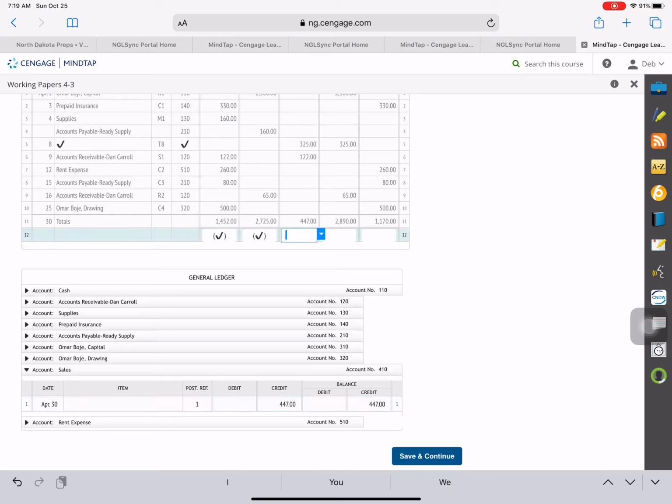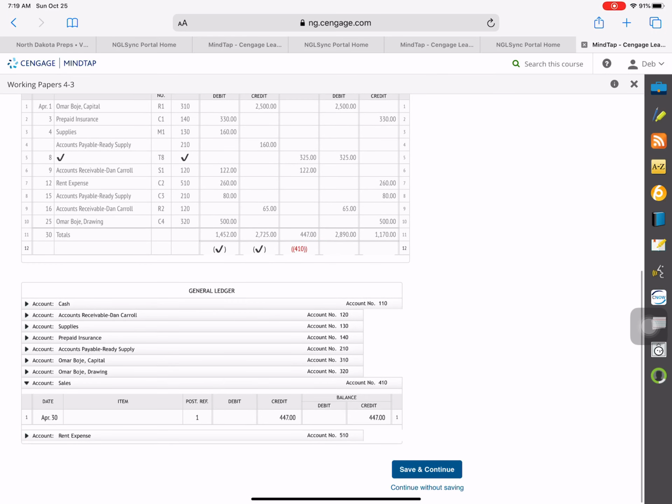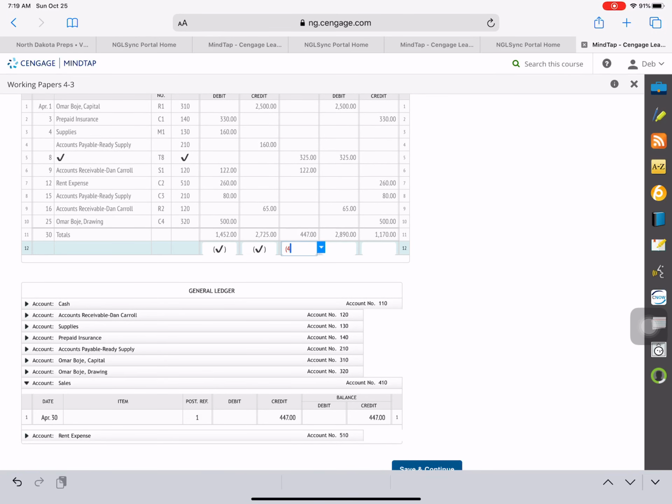Up in our journal, we must write the account number. 410. And it looks like all we have to do is write 410. And it'll automatically put the parentheses for us.